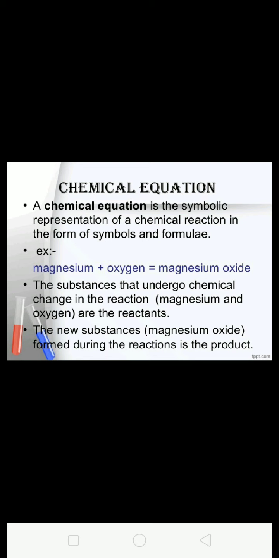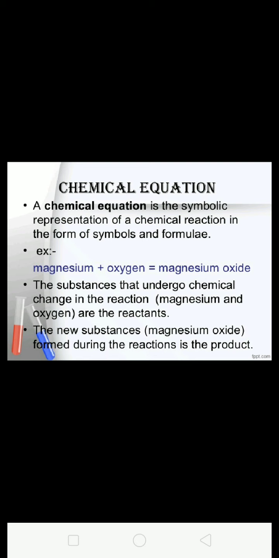Now if I want to write, this is the word equation. I wrote here magnesium plus oxygen, where plus means combines. Magnesium combines with oxygen is equal to magnesium oxide. The equal sign means it gives. So if I write a chemical change in terms of words, the substances you have mentioned on the left are called reactants, and the substances you are mentioning on the right are called products.